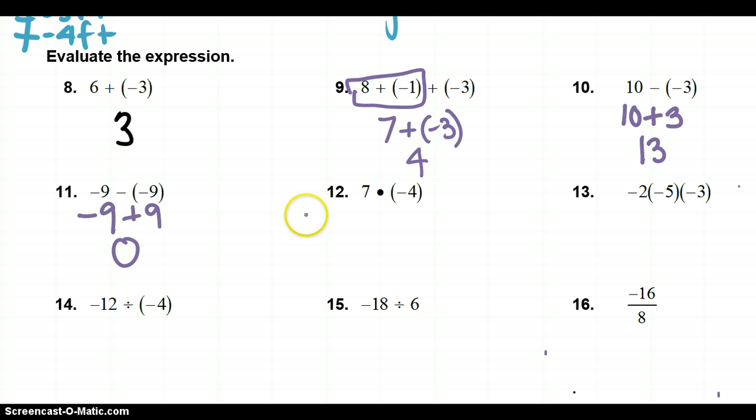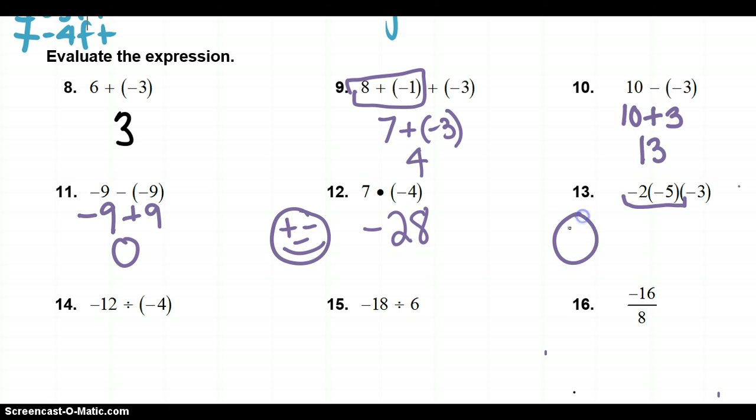12 is multiplication. Remember, multiplication and division is when I can use my smiley face rule. So a positive times a negative is a negative number. So 7 times a -4 is a -28. Number 13 is all multiplication. Do these two first. Negative times a negative is a positive. -2 times -5 is 10. 10 times -3 is a -30.